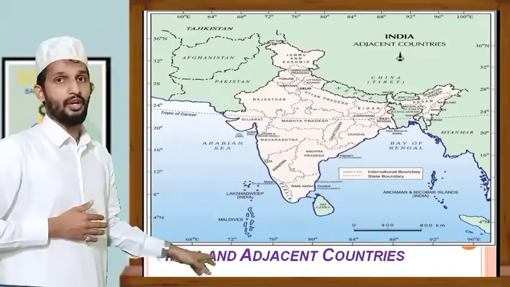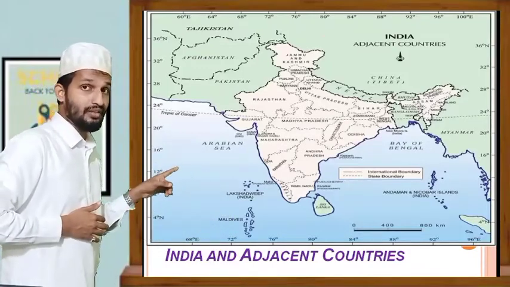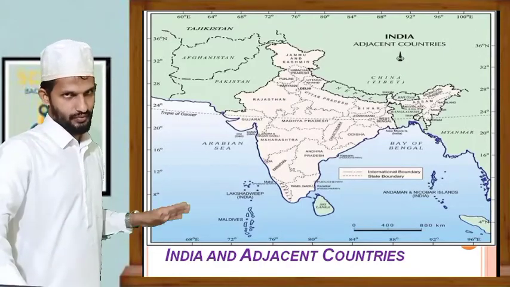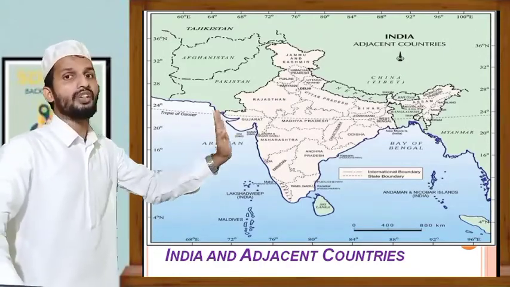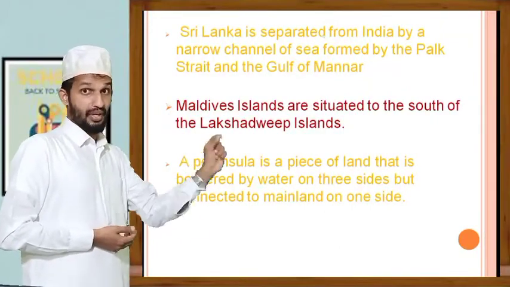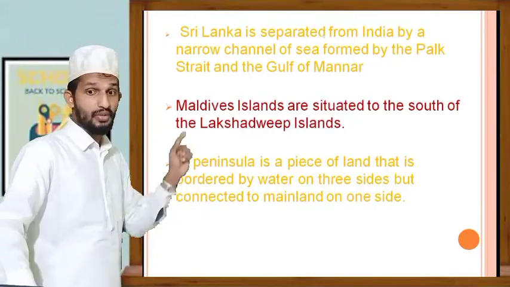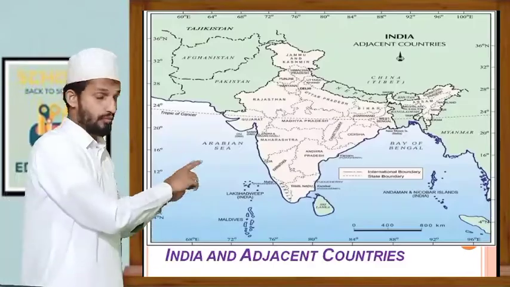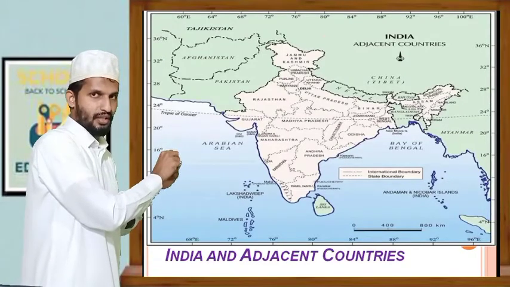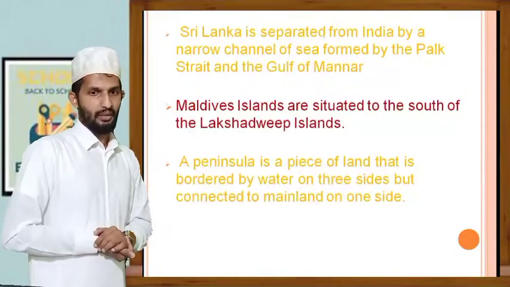And in the southern side of India, we can see Sri Lanka and the Maldives below Lakshadweep. So these are all India's neighbors. Sri Lanka is separated from India by a narrow channel of sea, the Palk Strait and the Gulf of Mannar. We can see there, Sri Lanka has two edges: one is Palk Strait and one is Gulf of Mannar.